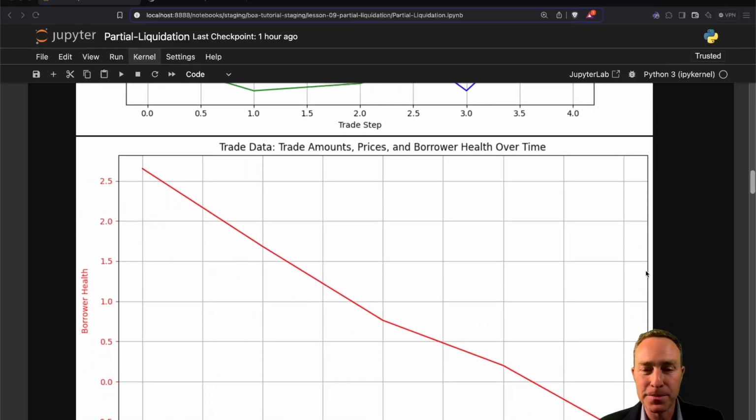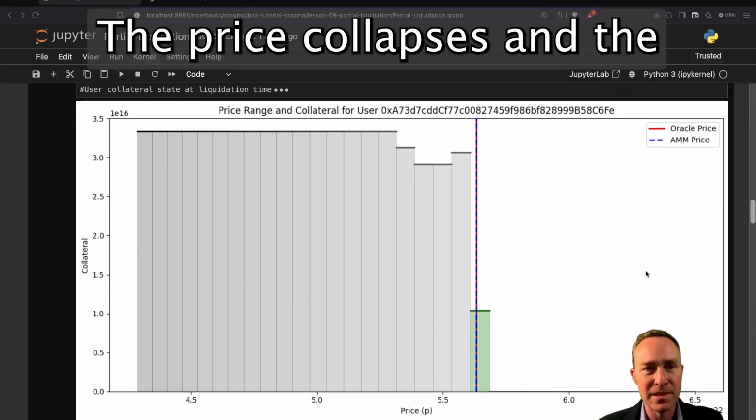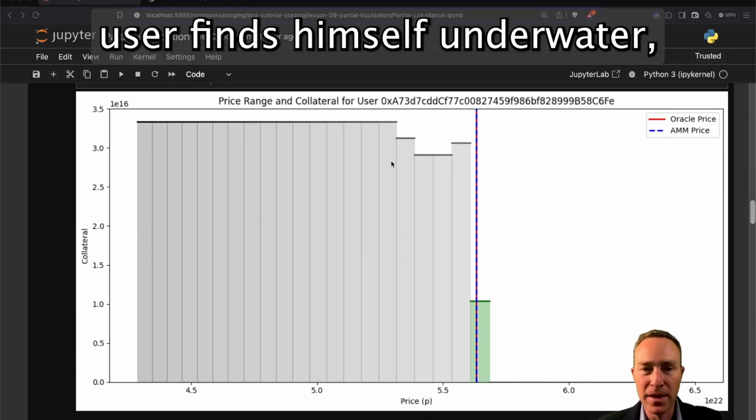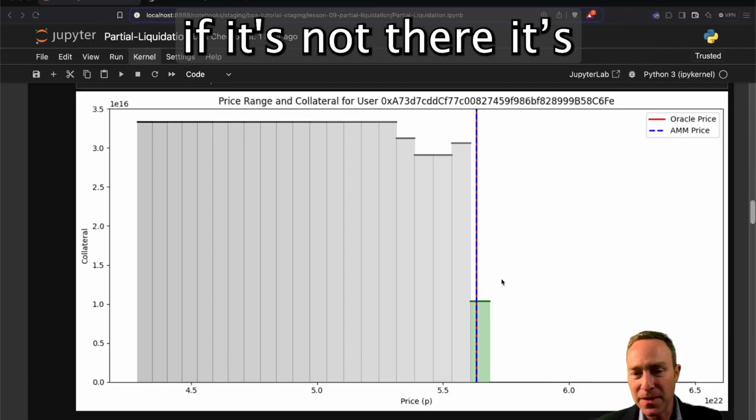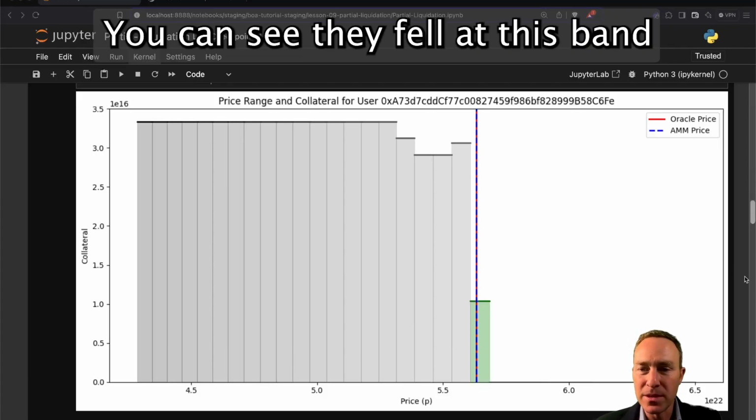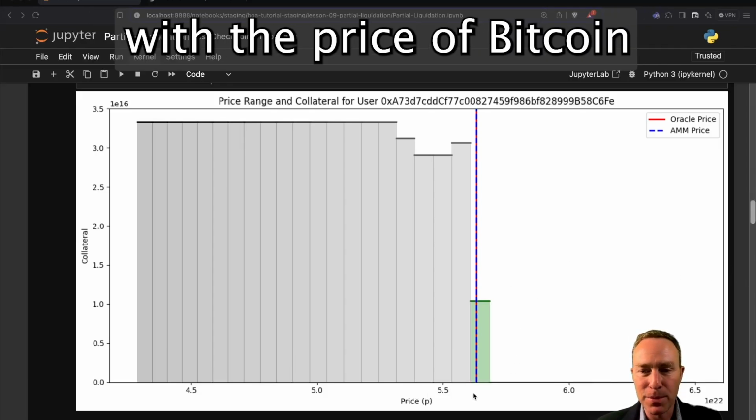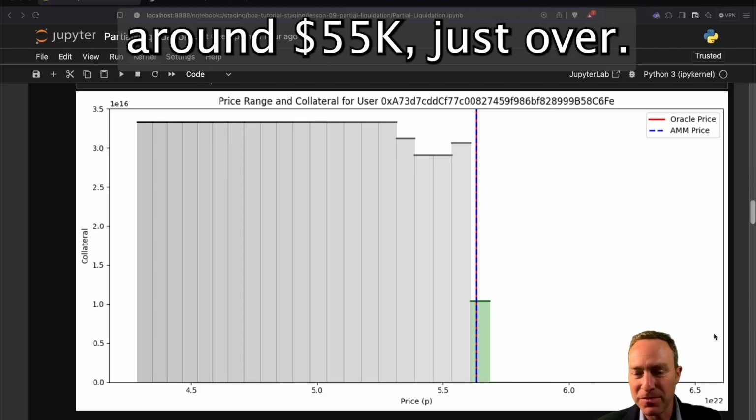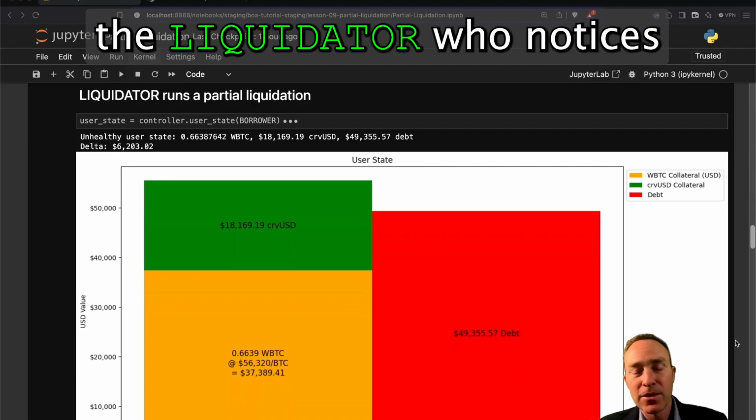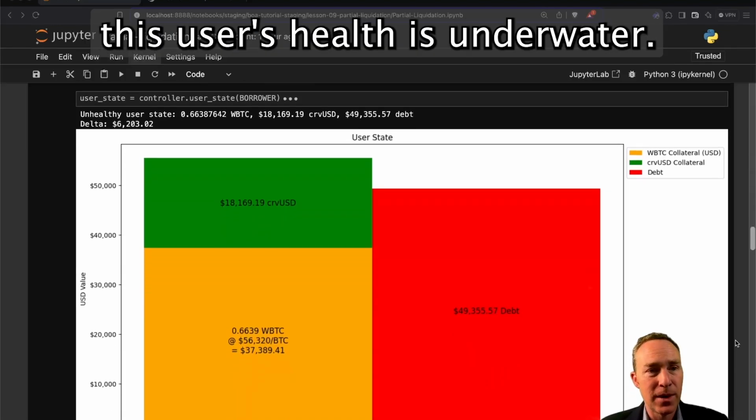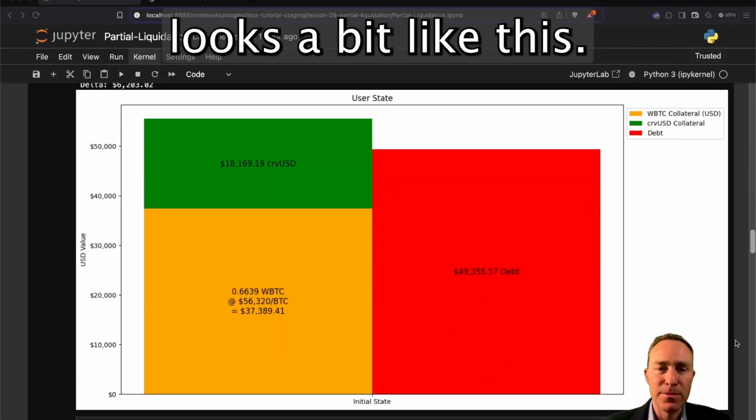nukes the price. The price collapses and the user finds himself underwater, and this represents the collateral, which has now been converted, if it's not there, into stablecoin. You can see they fell at this band with the price of Bitcoin around 55K, just over. And along comes a liquidator who notices this user's health is underwater. Specifically, their user state looks a bit like this.